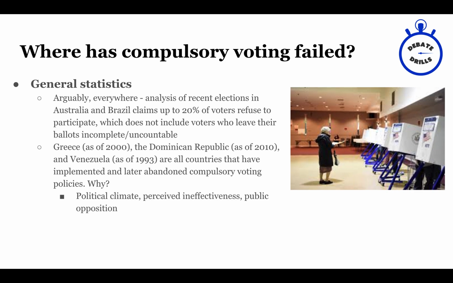Greece, the Dominican Republic, and Venezuela are all countries that have implemented and later abandoned compulsory voting policies. Obviously, the political climate and factors in those decisions for each of those places are very different, but generally, these policies tend to fail in places where the public is very against compulsory voting, it's perceived as ineffective, and it just doesn't yield tangible results over time.